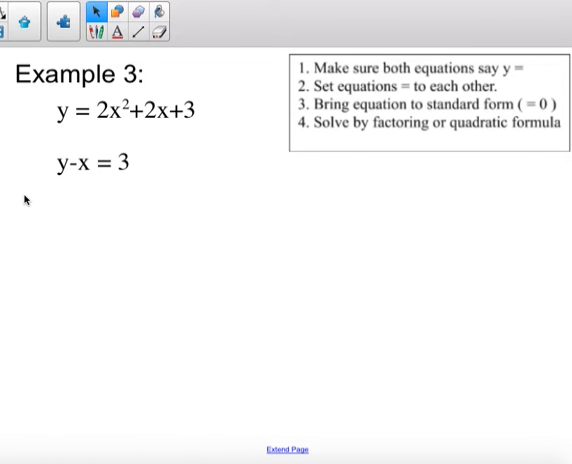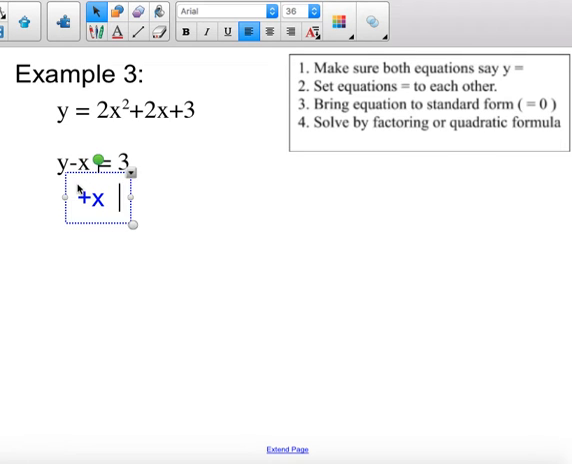Example 3. Y equals 2x squared plus 2x plus 3, and y minus x equals 3. So we've got another system here that we want to solve algebraically, but this time we've got an extra step. This second equation is not set to y equals yet. So in order to get it set to y equals, we need to use inverse operations to cancel out that negative x on the left side of the equation.